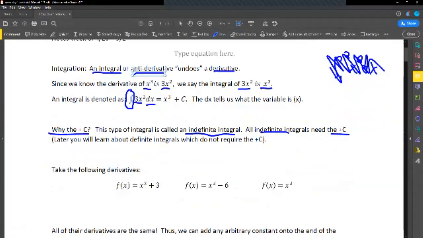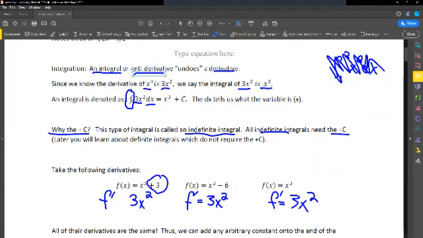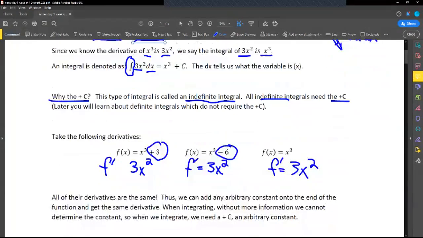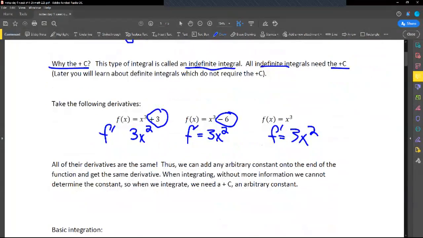So let's take the derivatives of each of these three functions. So x cubed plus 3, the derivative is 3x squared, right? And the next one, the derivative is also 3x squared because the derivative of negative 6 is 0. And the derivative of x cubed is still 3x squared. So all three of these functions have the same derivative with the exception of a constant. Because when we take the derivative of the constant, it goes to 0. And so when I do the opposite, I have no way of getting that constant back without some more information. So that's the reason for the plus c at the end, the arbitrary constant.